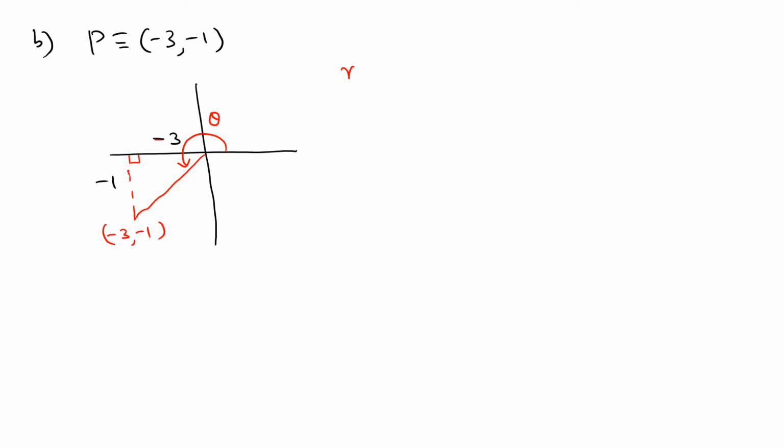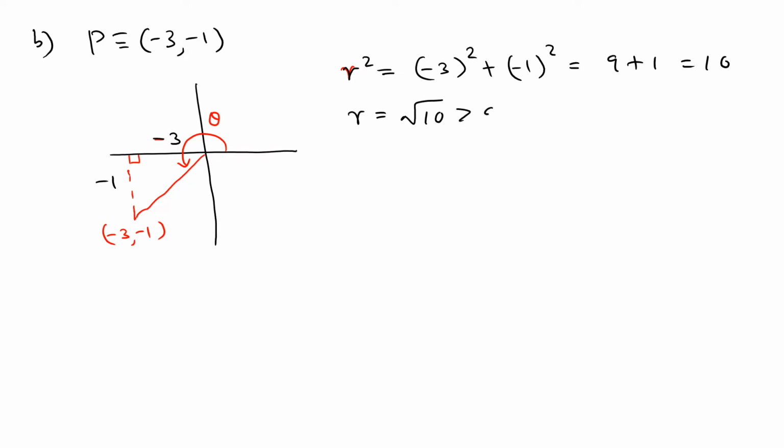So r squared equals (-3) squared plus (-1) squared, which is 9 plus 1 equals 10. That means r is square root 10. We only consider the positive one because r is always positive. So since you know all three sides now, you can find any ratio you want.